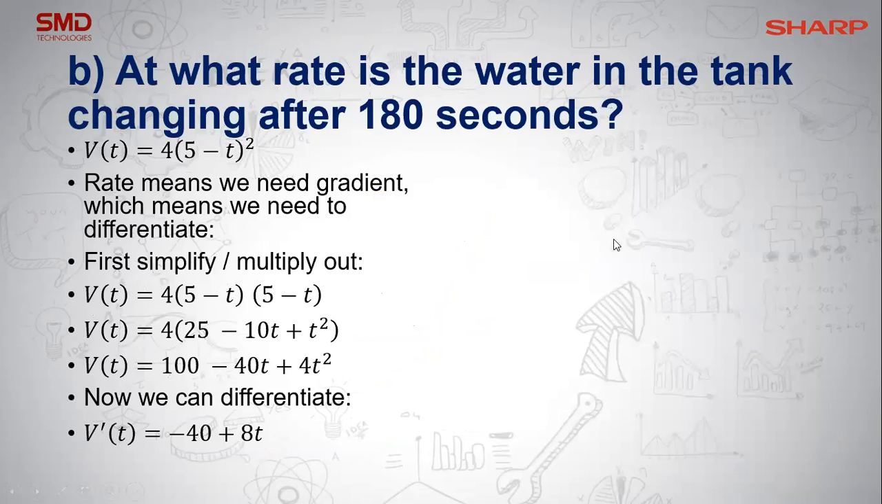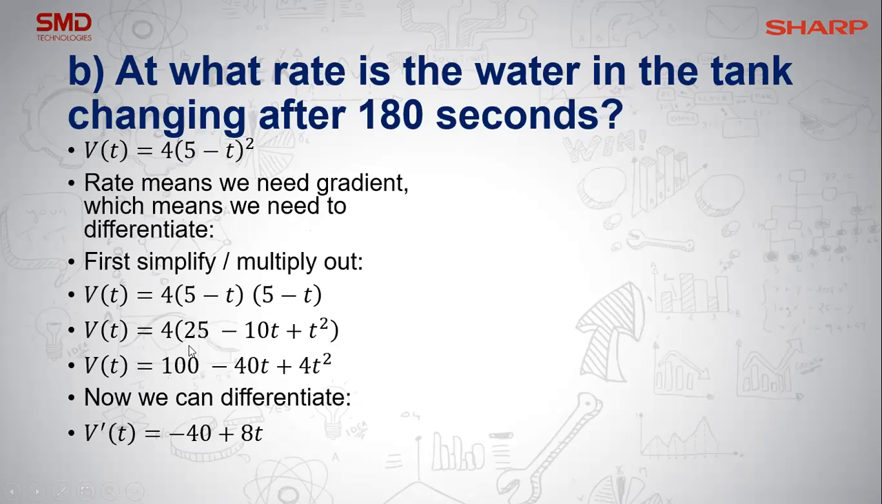Now it says, at what rate is the water in the tank changing after 180 seconds? So rate tells us that we are looking for our derivative. So first, you can see we cannot differentiate this expression here. So first we need to multiply it all out for a simplified expression, which we've done here. And this gives us 100 minus 40t plus 4t squared.